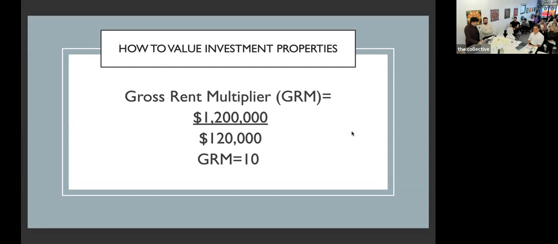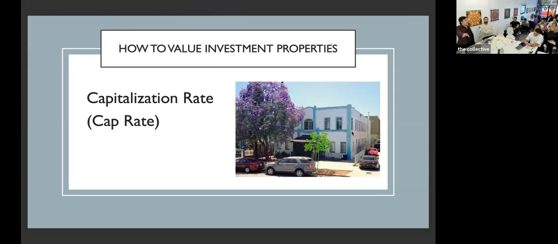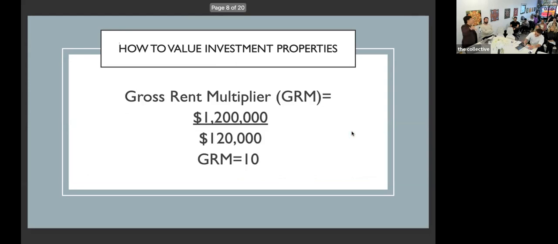All right, so what is the GRM missing in terms of its numbers, right? I said it's a down and dirty way to calculate. What is it missing? It's missing the net income. Working off of the multiple gross. Exactly. So that's why I say it's a kind of a down and dirty way to look at it, but you're not taking into account any of the expenses.